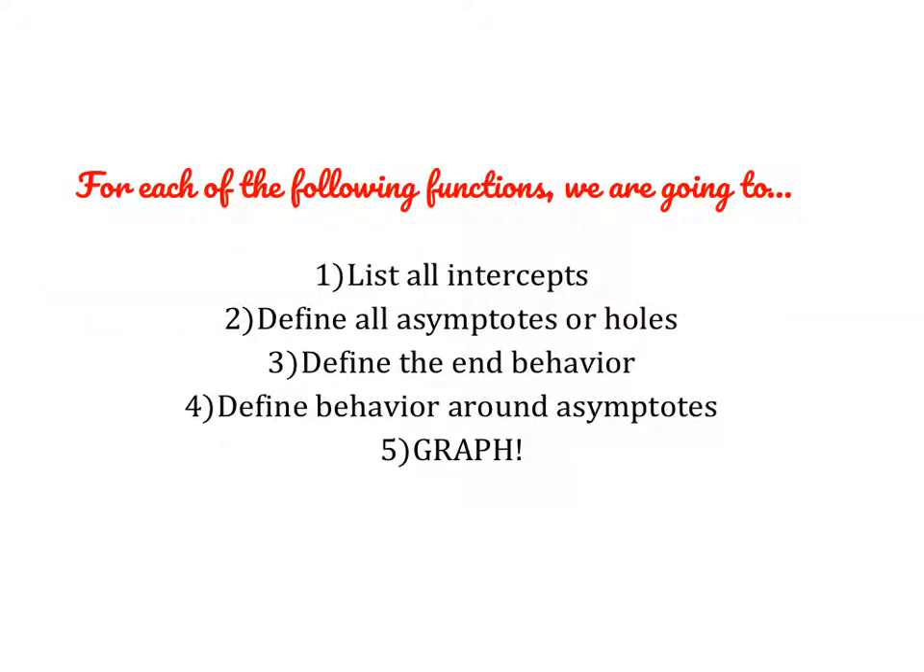Today we're going to be graphing rational functions. For each of the following functions, together we are going to list all of the intercepts. We're going to define all asymptotes or holes of your graph. We're going to define the end behavior of our function. We're going to define behavior around the asymptotes, which is a new thing we'll talk about today, and then we're going to sketch a graph.